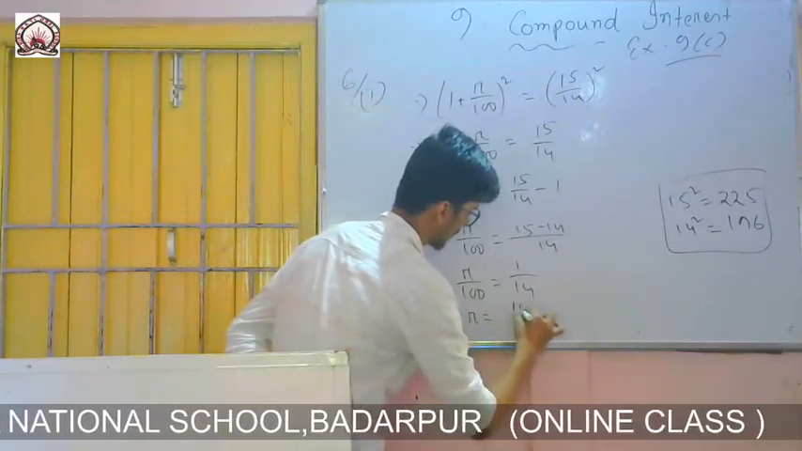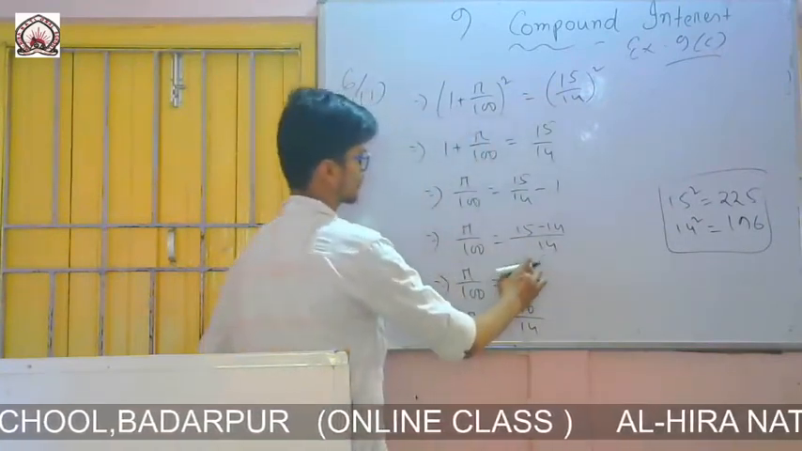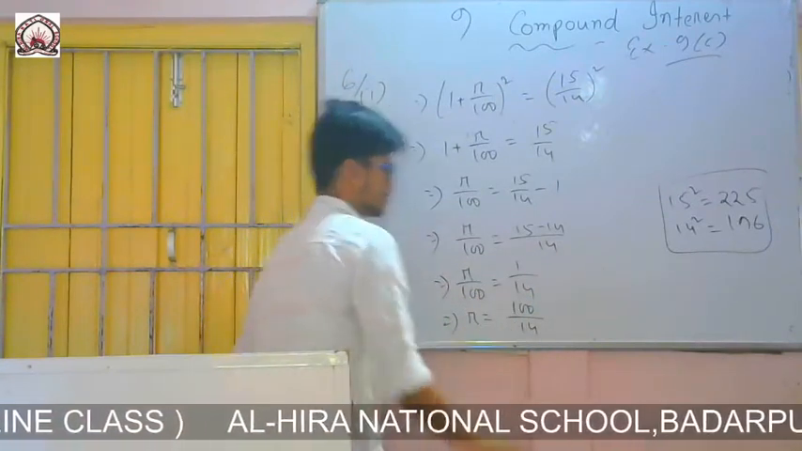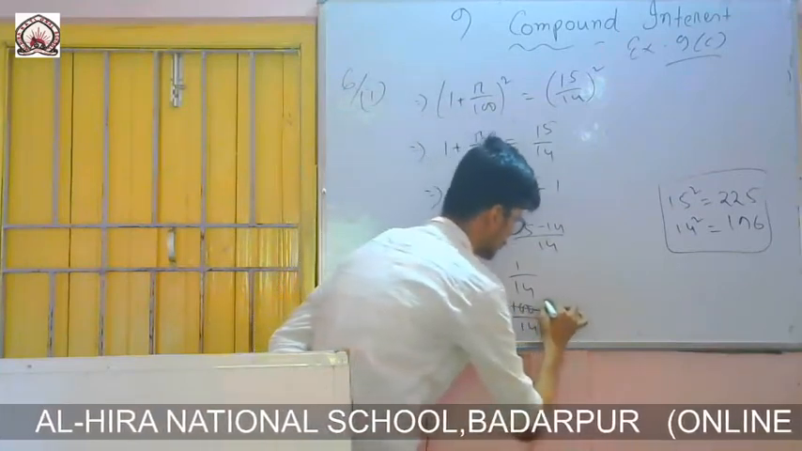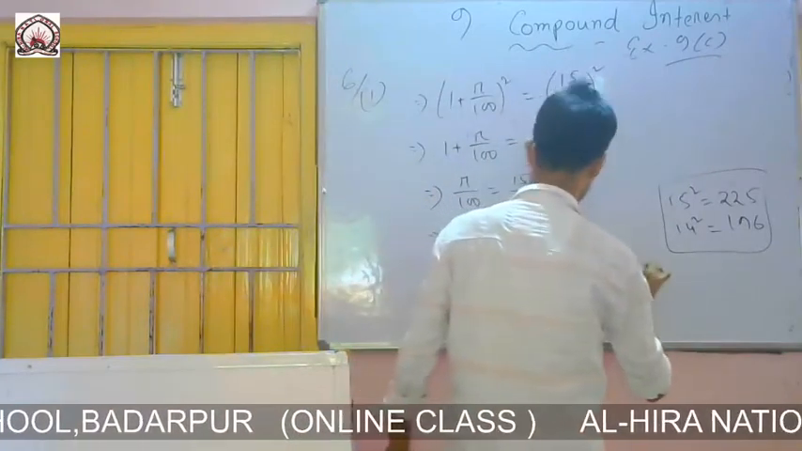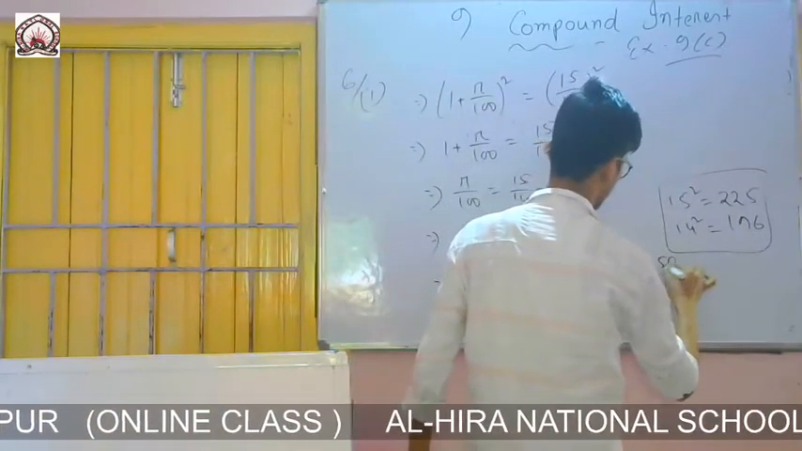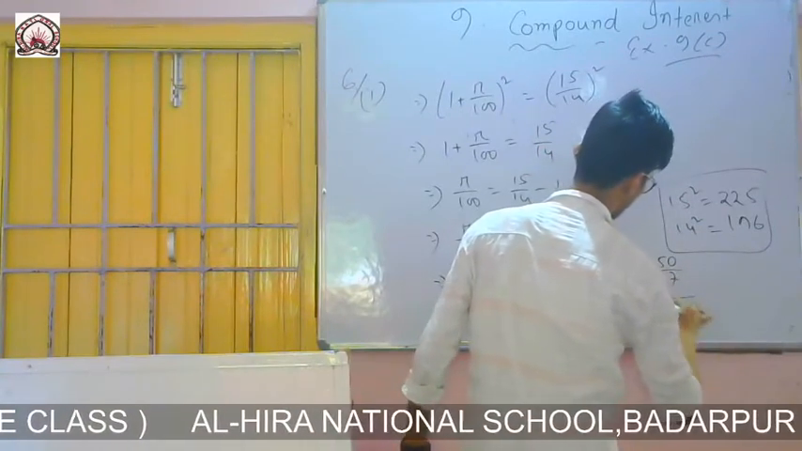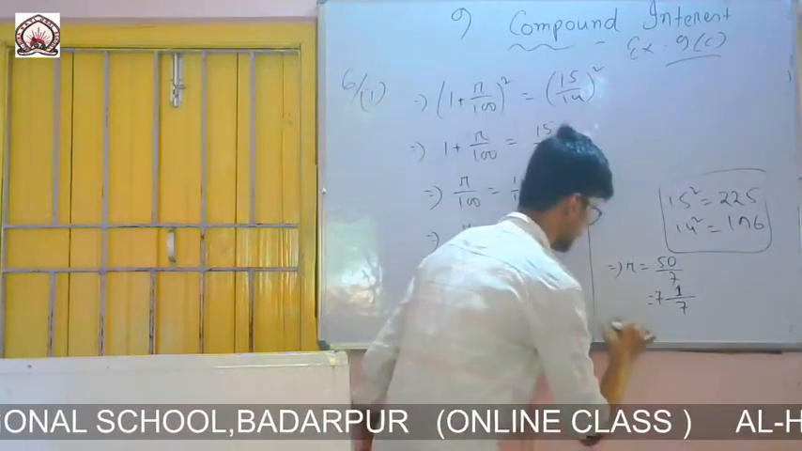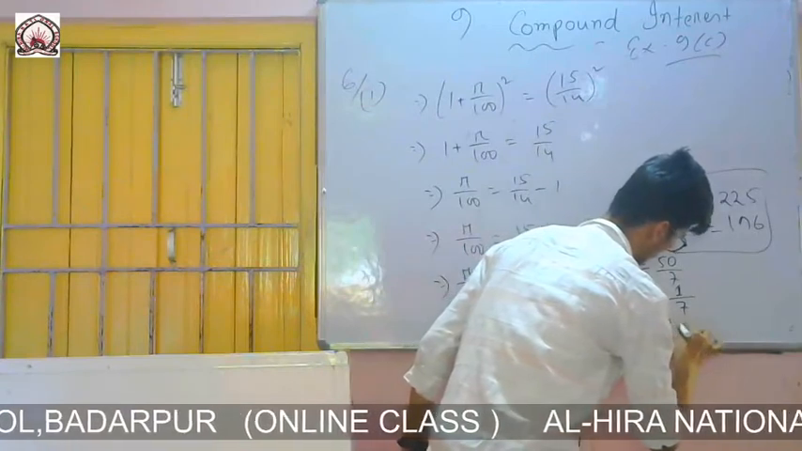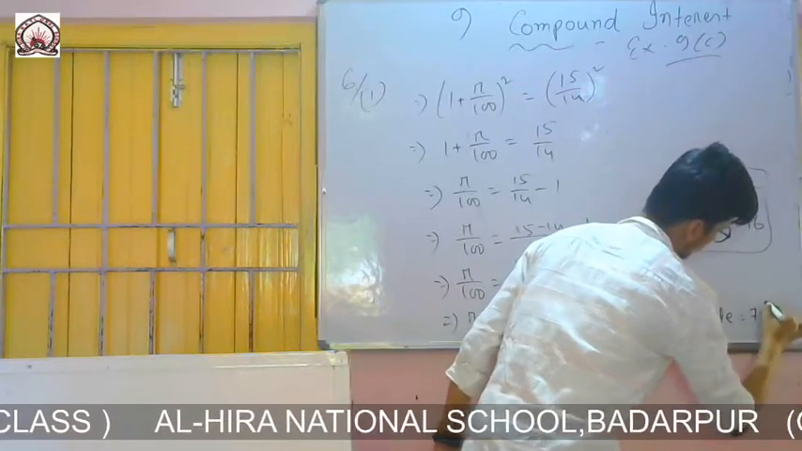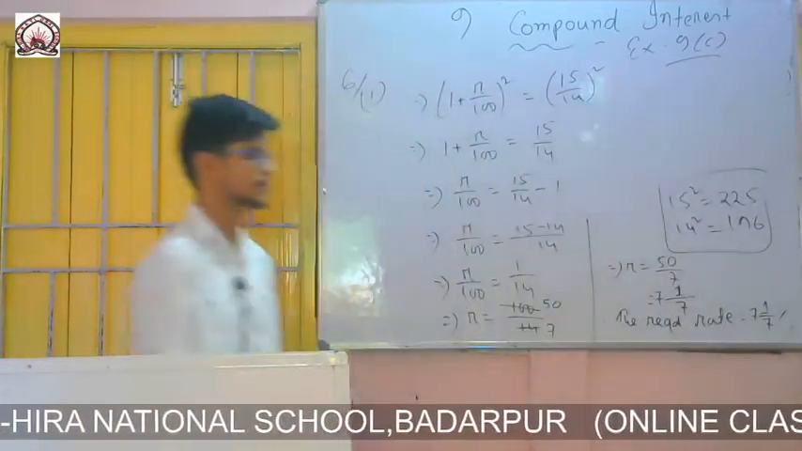R equals 100 by 14. This one if it goes to that side, it will go in the numerator. So 100 by 14. If I cancel this, 2 50s are 100 and 2 7s are 14. So 50 by 7. That is R equals 50 by 7, which I can write as 7 7s are 49 plus 1, so 7 1 by 7. So you write, therefore, the required rate equals 7 1/7%.